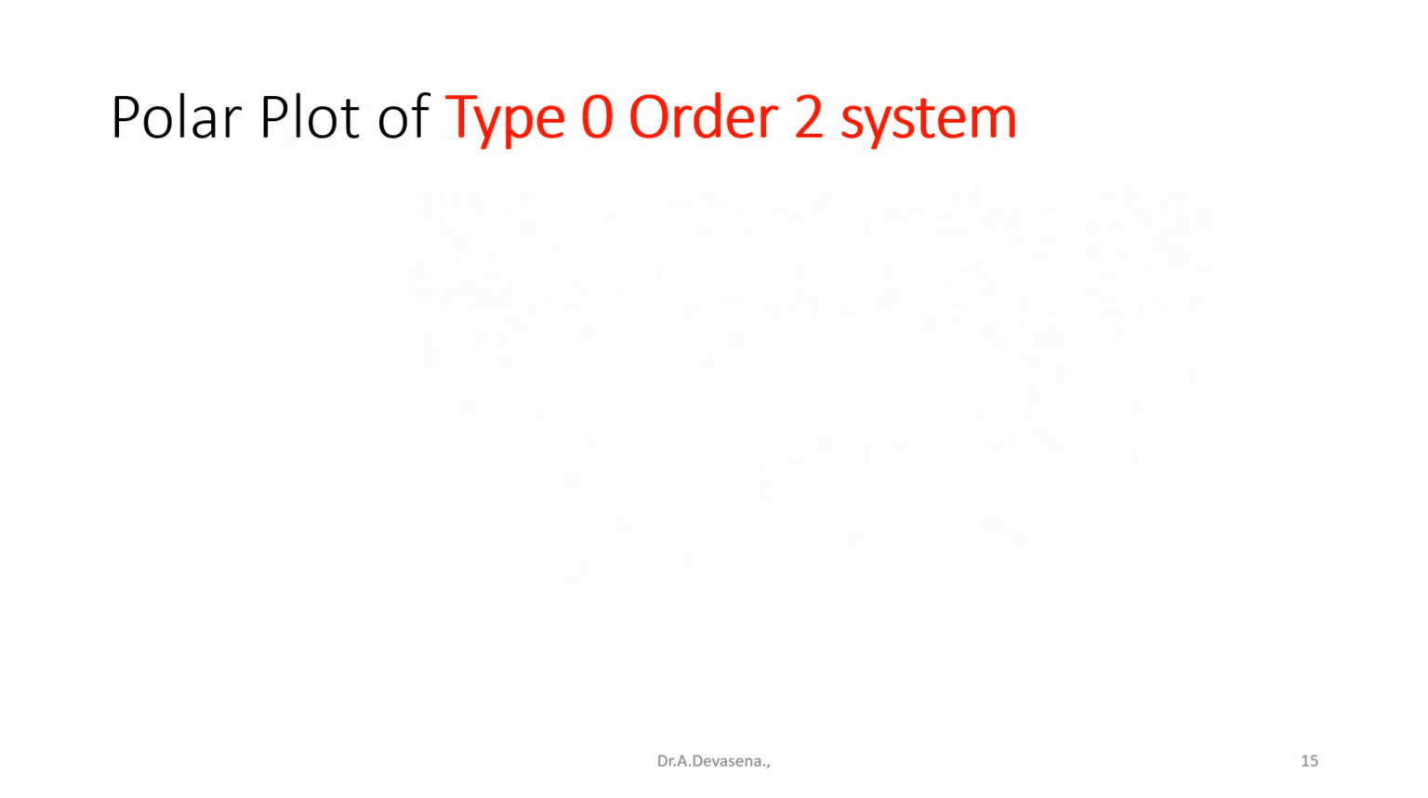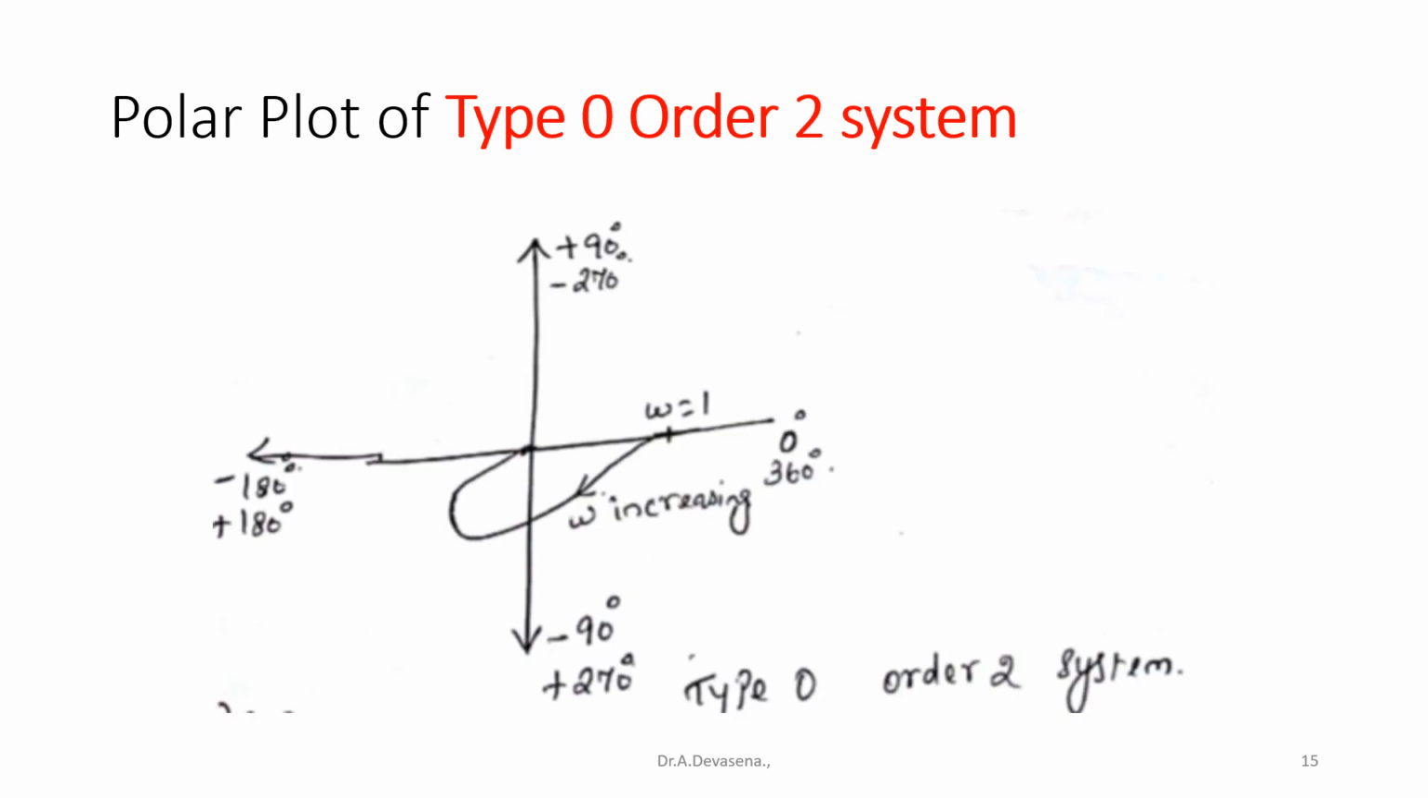Polar plot of type 0 order 2 system is shown below. As we already know, the type 0 system starts from the phase angle 0 degree. The order 2 system ends at minus 180 degree. This is represented in this diagram. In this polar plot, the representation of type 0 order 2 system is shown.